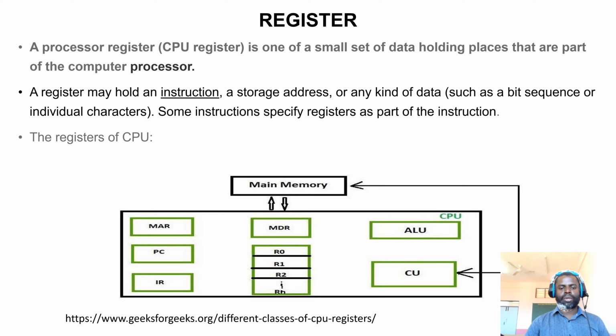Here below we have one small diagram showing the different registers available. We have MAR, PC, IR, MDR. So these are some of the registers. And here we have ALU and CU.